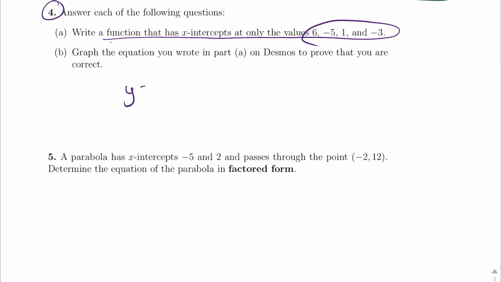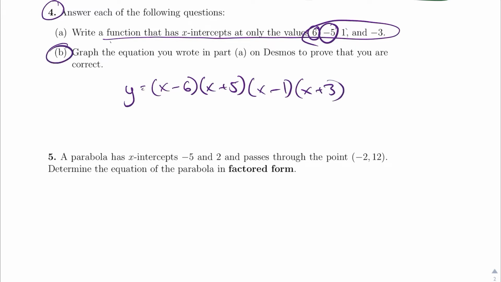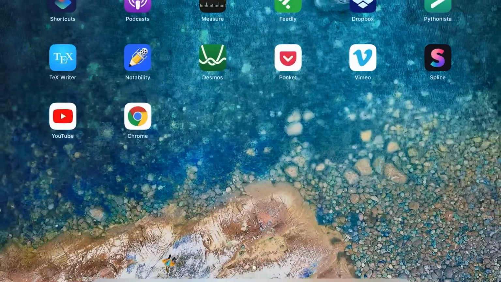So y is equal to... to get 6 as an x-intercept, we saw that the factor had to be x minus 6. To get -5 as an x-intercept, the factor had to be the opposite, plus 5, opposite minus 1, and opposite plus 3. So now you should check that on Desmos and verify that this works. I'll actually do that for you as well.